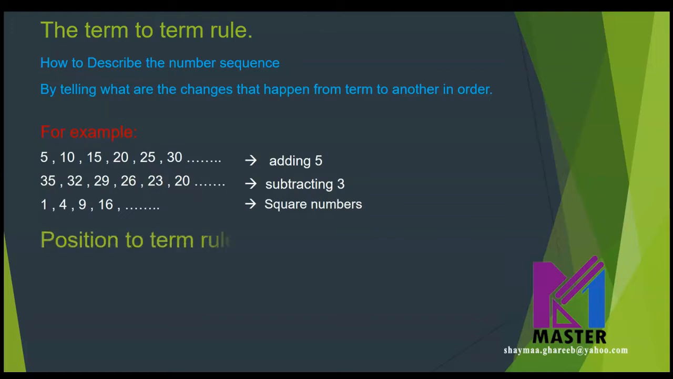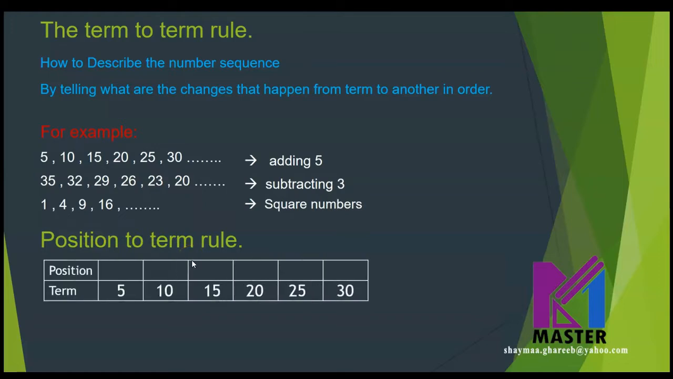Is this clear? Now let's talk about another rule, which is the position-to-term rule. We talked about the term-to-term rule. Now we are going to talk about the position-to-term rule. From its name, it is a rule about the position and the term, that connects the position to the term, or finds the relation between the position and the term.